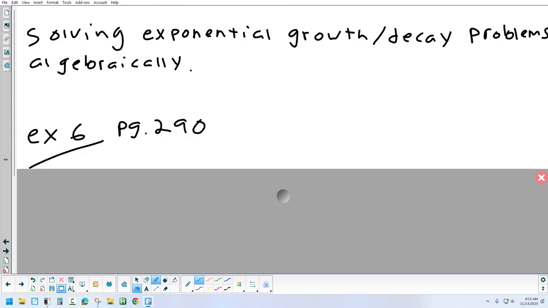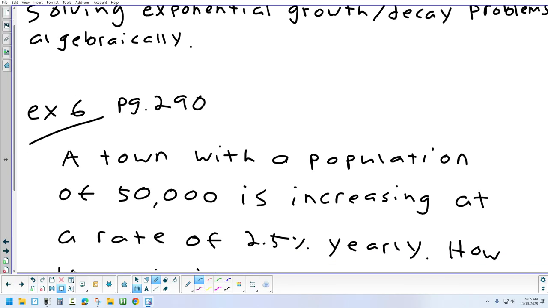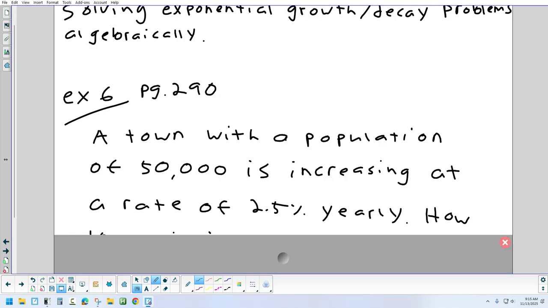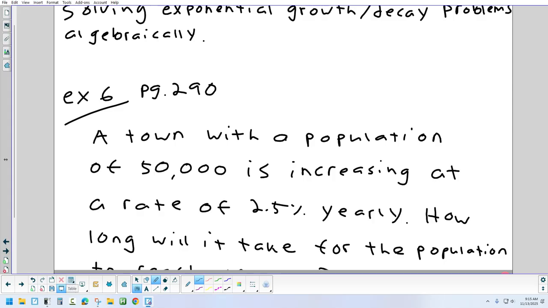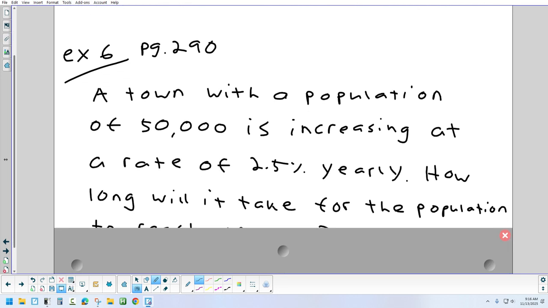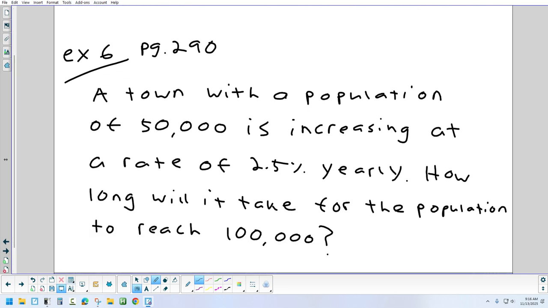So, we've done this exact problem earlier when we talked about exponentials, I think on Monday. We had a population of a town increasing at 2.5% every year. The population is starting at 50,000, and we figured out the amount of time for the population to double, to reach 100,000. Well, we're going to solve the same problem again, but this time we're not going to graph it. We're going to solve it algebraically.